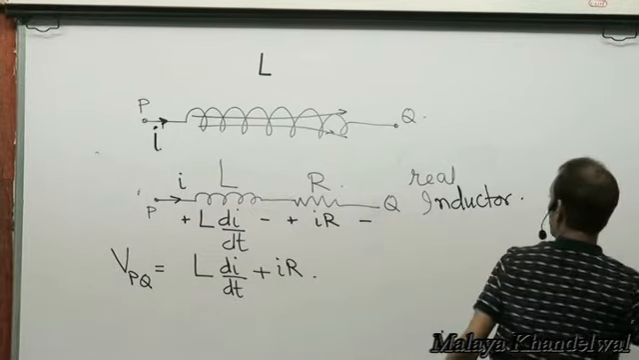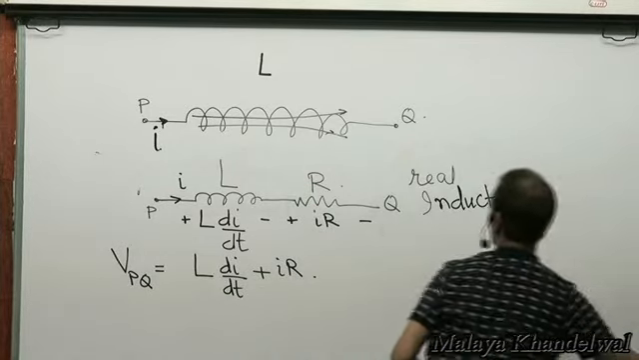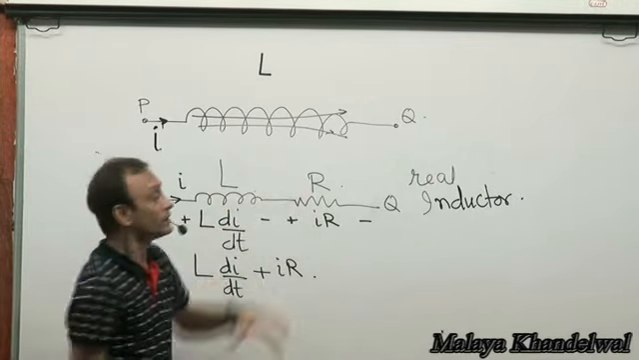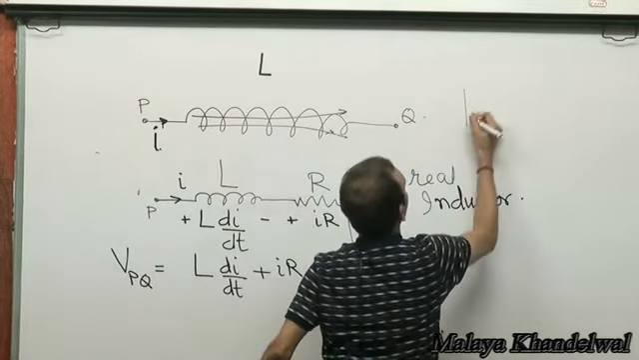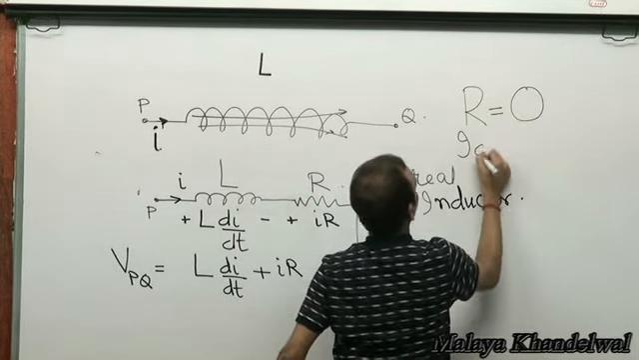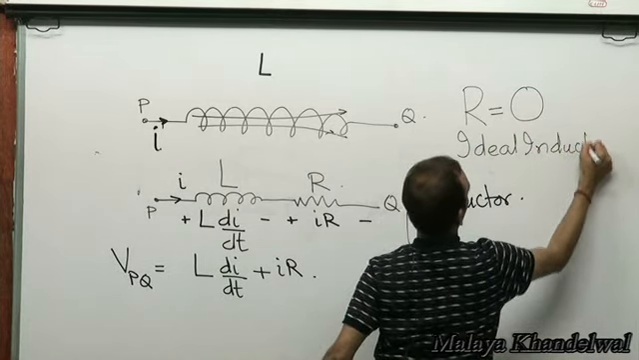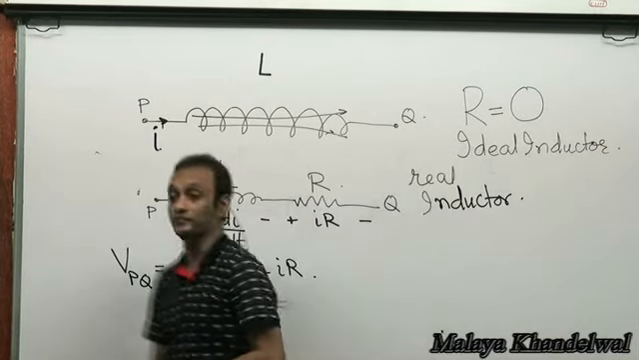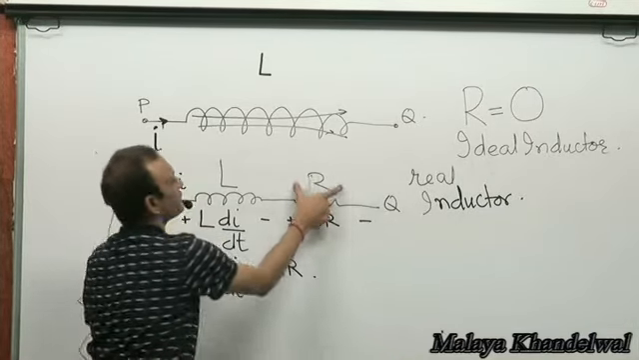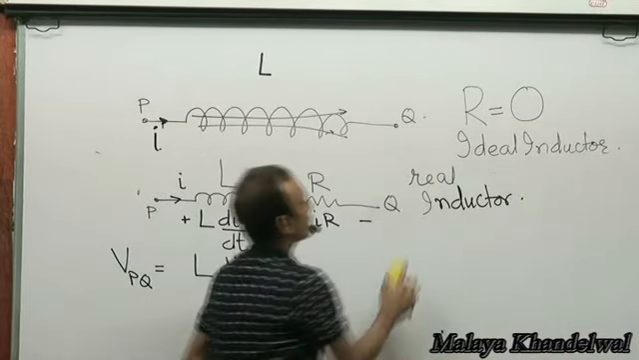Now, in an inductor, if R is 0, if this is very small, negligible or 0, then we get what's called an ideal inductor. That means an ideal inductor has no resistance in it, right? This is a real inductor. When R becomes 0, this is referred to as an ideal inductor. Clear?